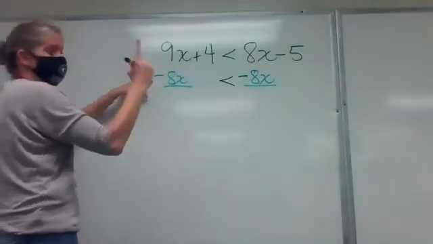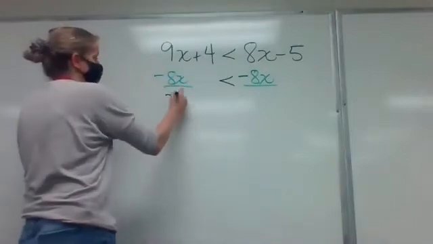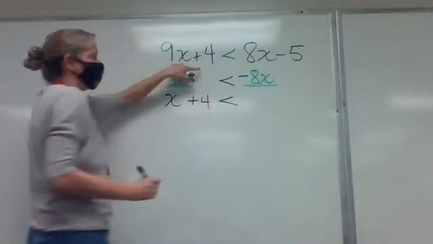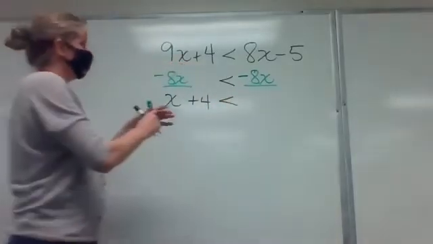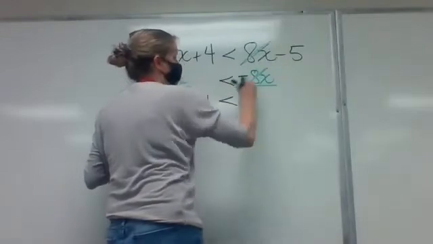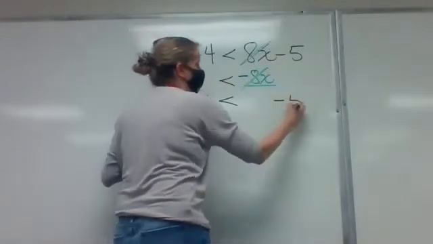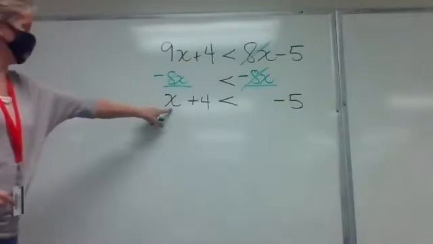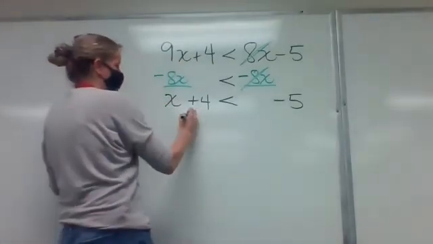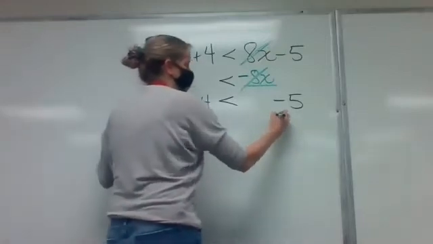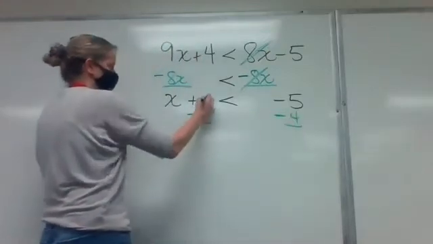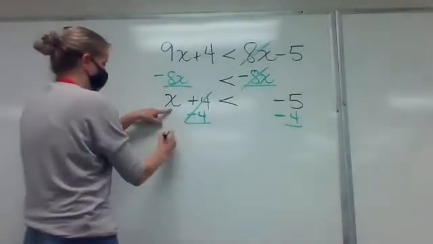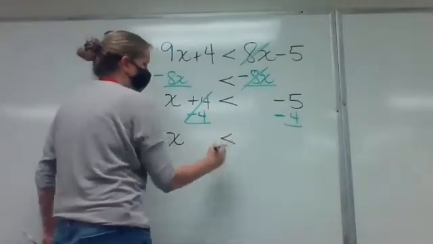So 9x minus 8x just leaves you with 1x, so just an x. Still drop down my plus 4. Still drop down my less than symbol. The 8x minus 8x cancels, so I still have negative 5 over here. To get x alone, I will subtract the 4. Cancel it out. So here, all I have left is x. Drop down my less than.